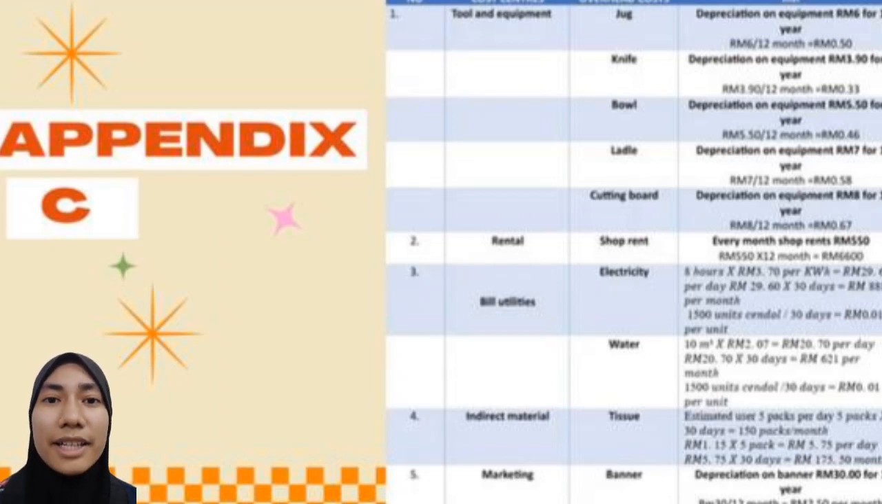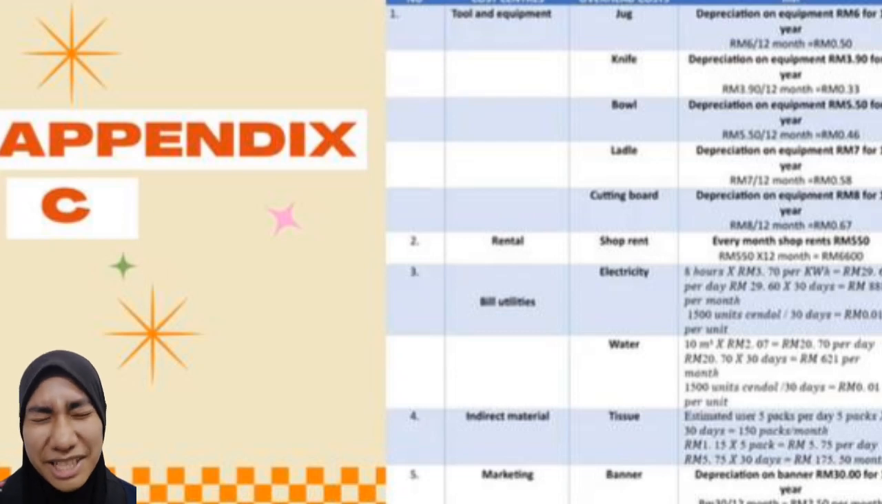The first one is tool and equipment. It consists of overhead costs, which are jug, knife, bowl, ladder, and cutting board. For the jug, the depreciation on equipment is 6 ringgit per year. Therefore, 6 ringgit divided by 12 months equals 50 cents. For the knife, the depreciation on equipment is 3 ringgit 90 cents for a year. Therefore, 3 ringgit 90 cents divided by 12 months equals 33 cents.